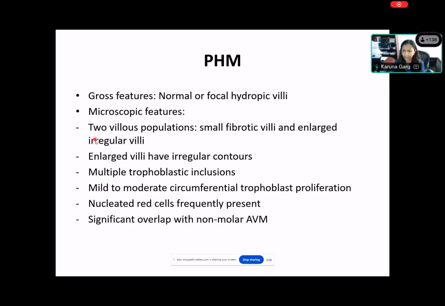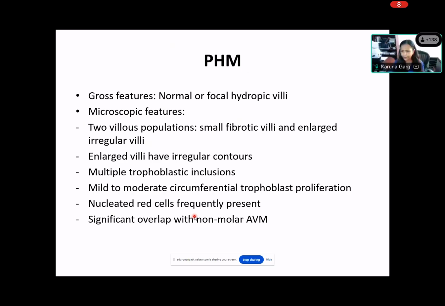The enlarged villi of a partial mole will have some similarity with what you saw with a complete mole. It's just not going to be as dramatic. So it's going to be less enlarged. You'll have fewer inclusions. You'll have less trophoblast proliferation. And the other thing that you frequently see with a partial mole is you may see nucleated red blood cells.